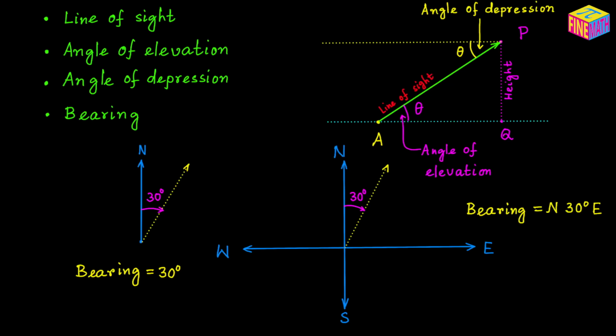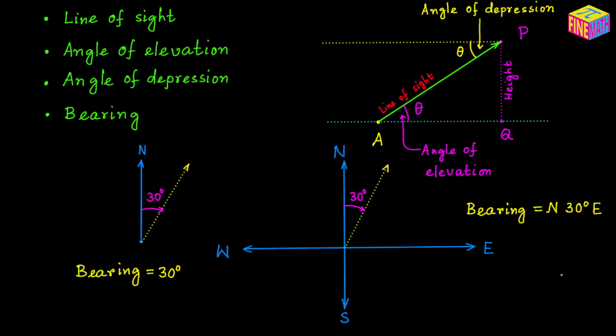So in this particular example, as you can see, the bearing of the moving object in the second method should be expressed as north 30 degree east. That means the angle has been measured towards the east side from north. So north is the reference direction here, and 30 degree away from the north towards the east is the direction in which the object is moving. I hope it is clear up to this point.